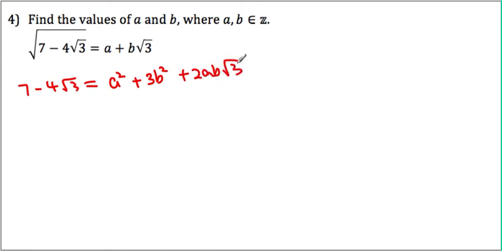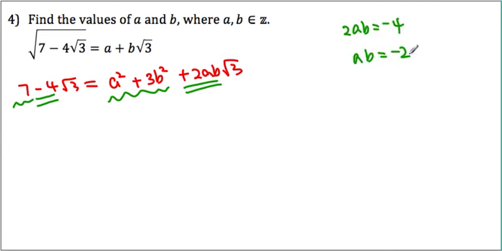Now, notice that has to be equal to -4 somehow. And this number has to be equal to 7, because a and b are integers. Alright. Then how can we simplify this one? We get to realize that since 2ab has to be equal to -4, ab must be equal to -2. Now, while a squared plus 3b squared has to be equal to 7.